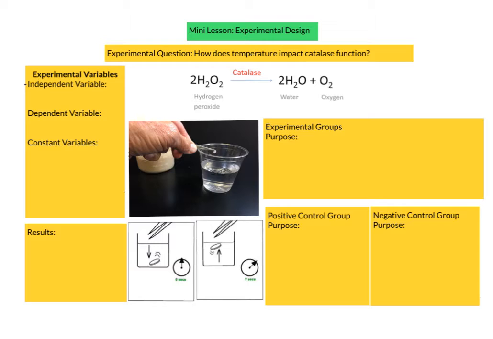So if we were in person, we would be doing this lab right about now. And this lab was all about testing enzyme function. And so the question that's going to be addressed by our experimental context here is, how does temperature impact catalase function? Now we need to know that catalase is an enzyme. It's a protein that catalyzes a reaction, and specifically the reaction that this enzyme catalyzes is the breakdown of hydrogen peroxide into water and oxygen.